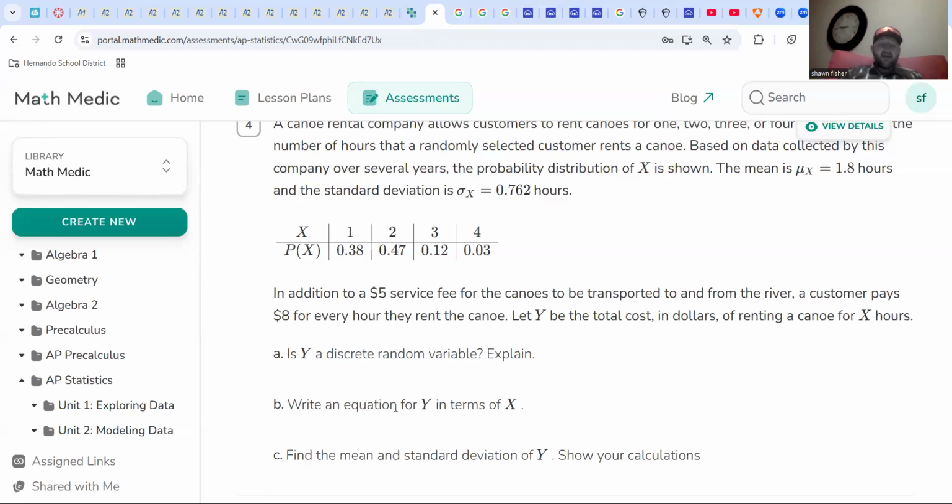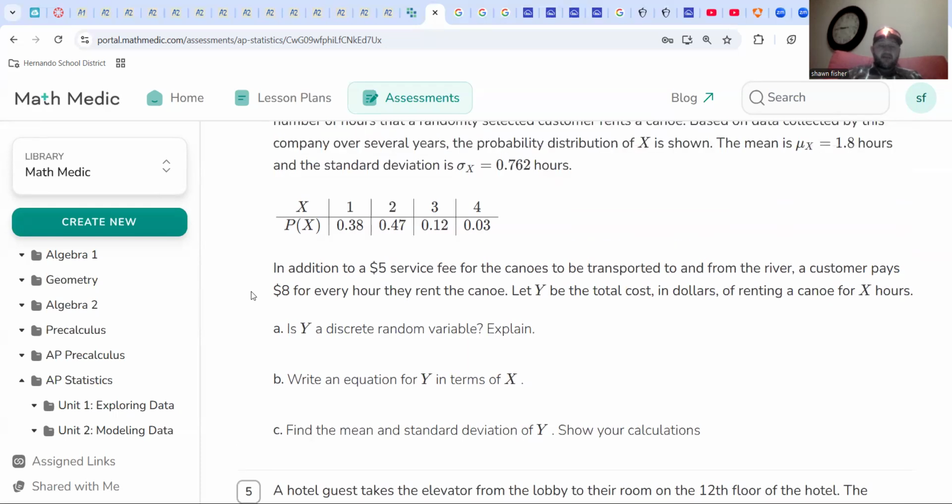Write an equation for y in terms of x. Well, if x is getting multiplied by 8, we would say y equals 8 times whatever x is, and then a $5 service fee there. So it should be 8x plus 5. 8x plus 5, okay? All right, and I'm going to talk to part C about this, the mean and the standard deviation.